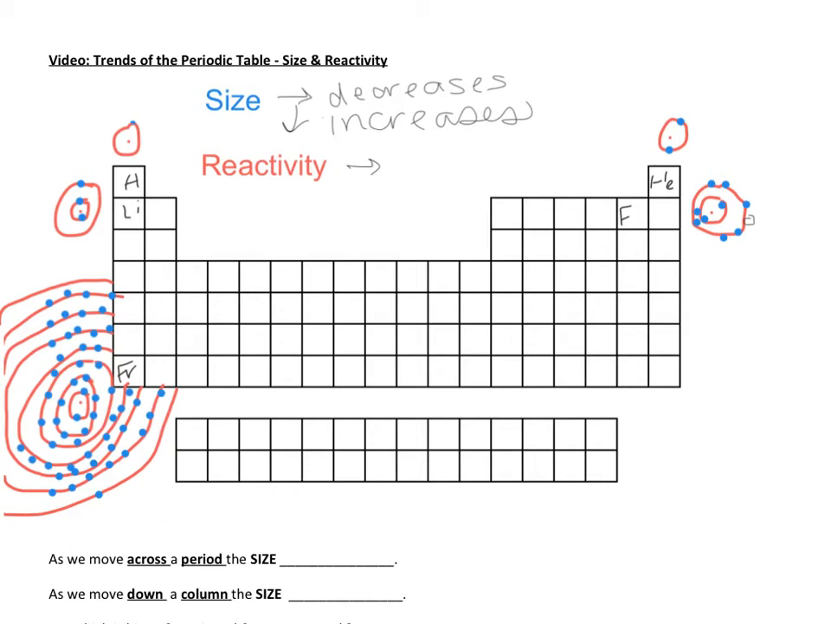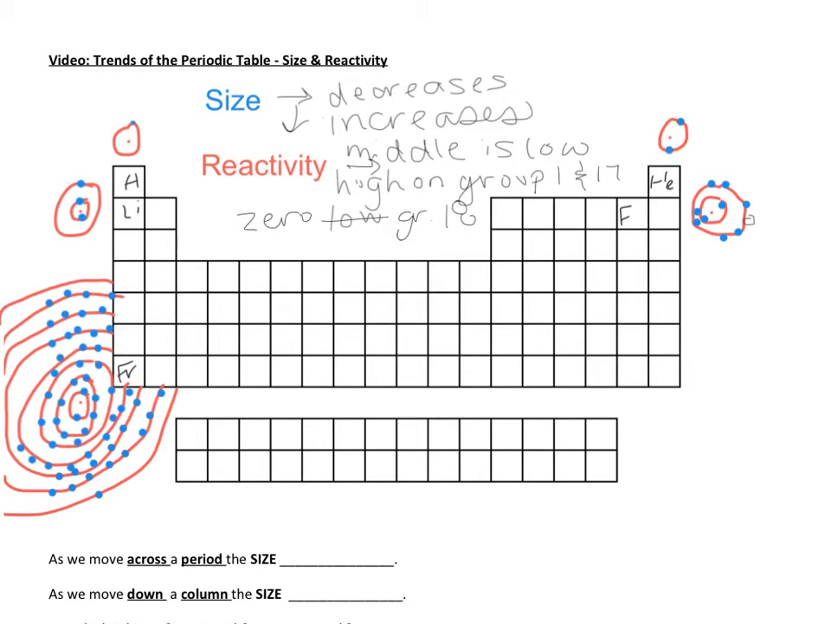So reactivity in the middle of the periodic table is low. Reactivity, as we go across our periodic table, is low in the middle, but is high on group 1 and 17. It's low or zero on group 18, because those are our noble gases, and noble gases, like helium, have that full outer shell.